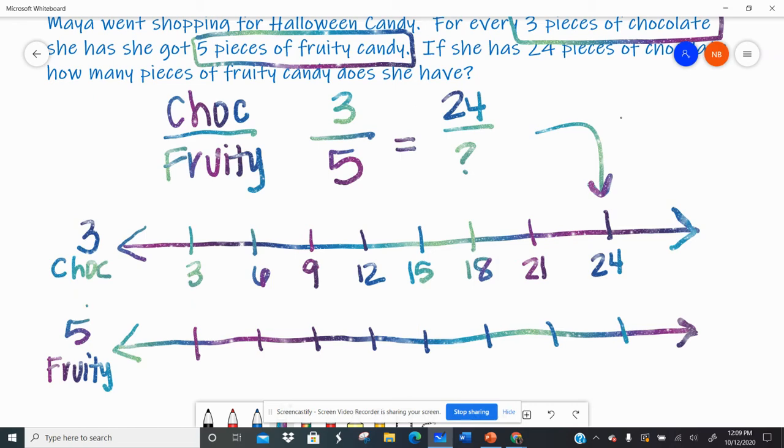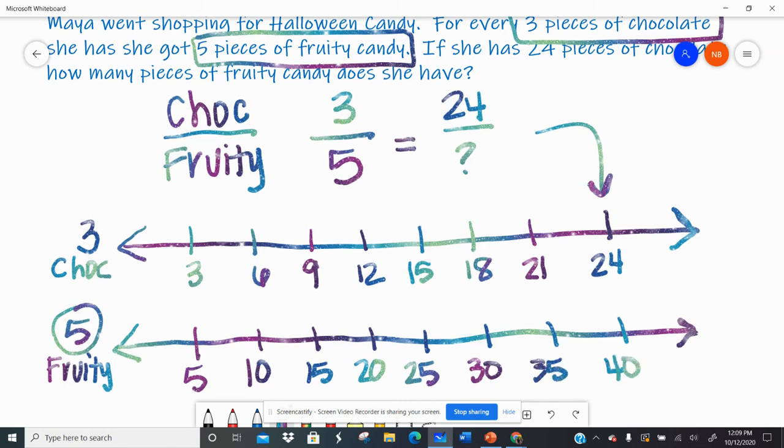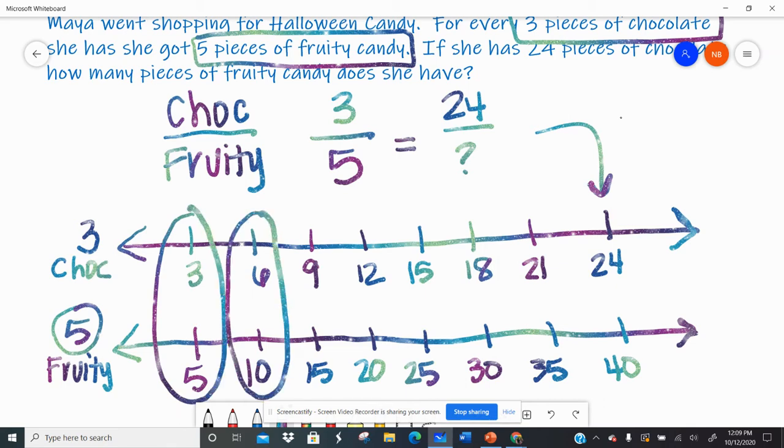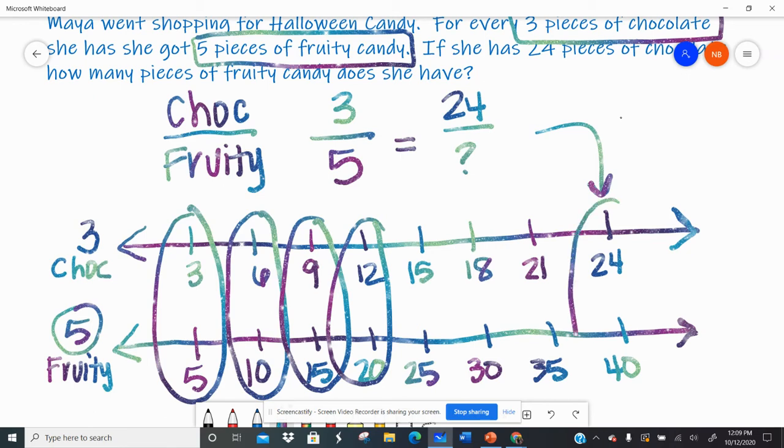But now for this line, I'm going to count by 5. So 5, 10, 15, 20, 25, 30, 35, 40. Now I've created just a ton of equivalent ratios, right? So 3 to 5 is equivalent to 6 to 10, and 9 to 15, and 12 to 20, all the way down to this 24 to 40.